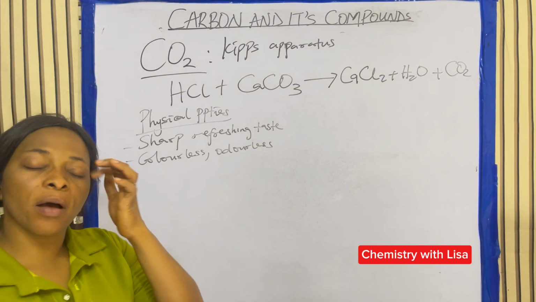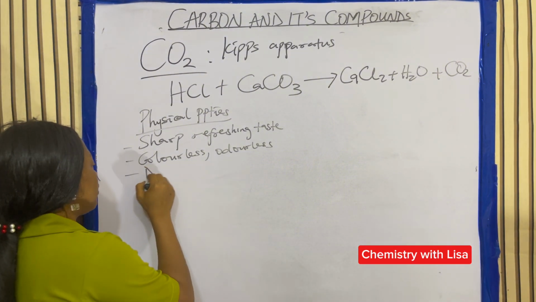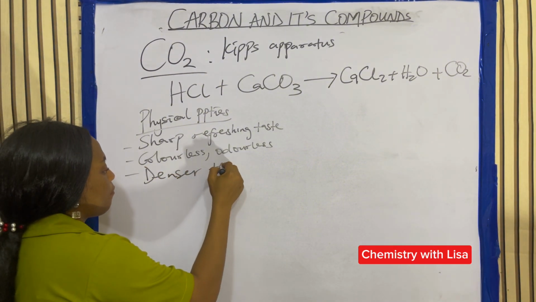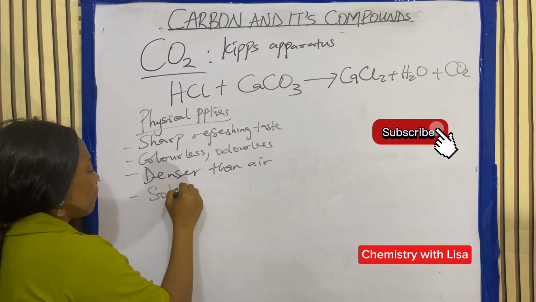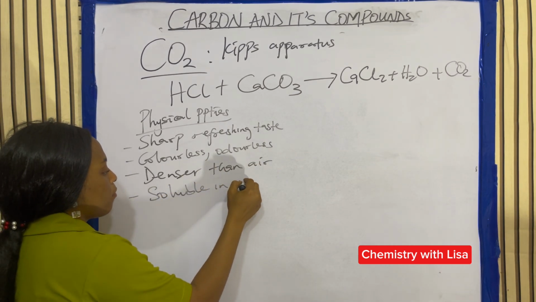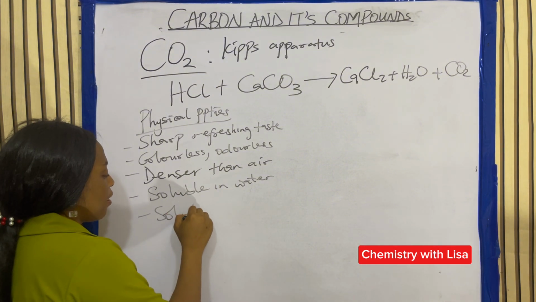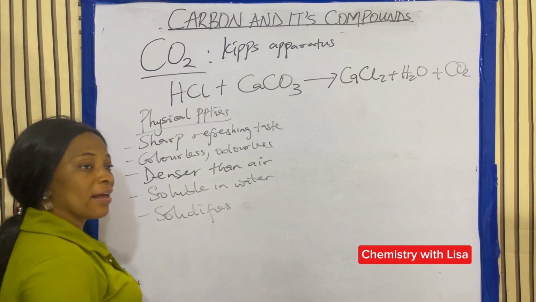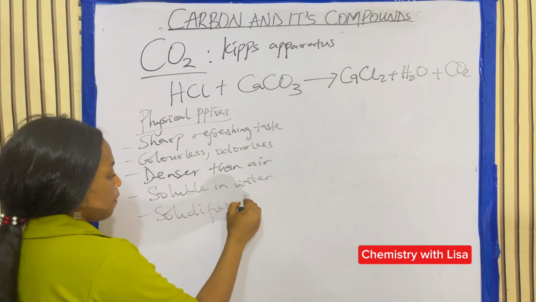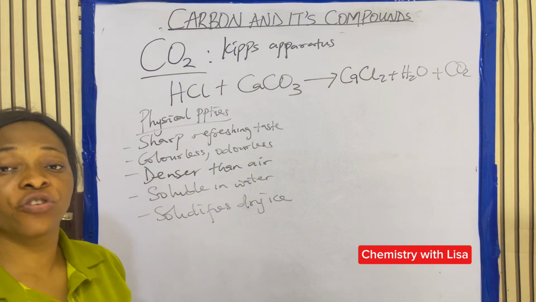Another physical property of carbon dioxide: it is denser than air. It is soluble in water, and it solidifies as dry ice. This is why it is used as a refrigerant.